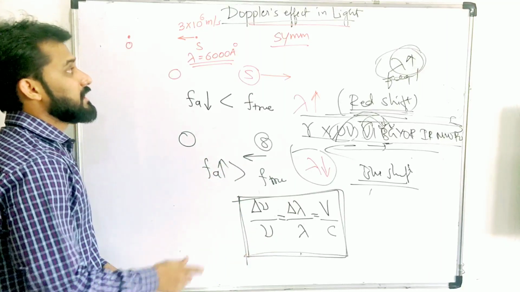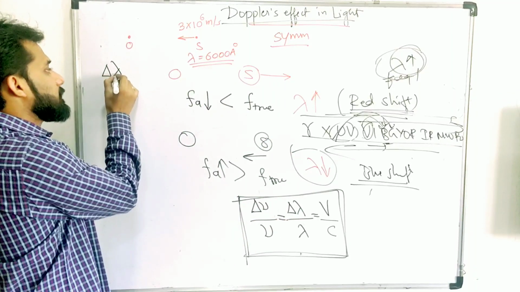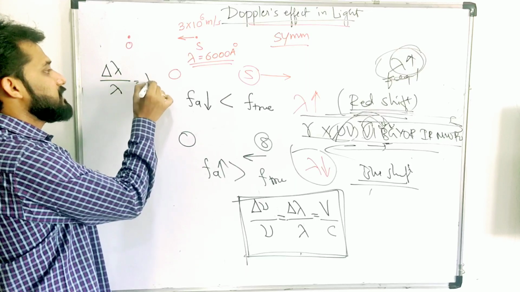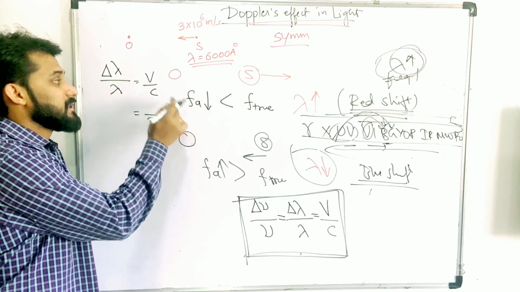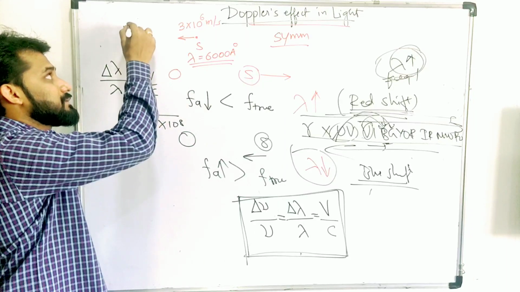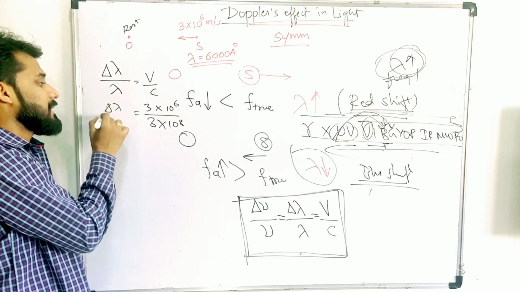Use this formula. Since wavelength दिली, I will go with this formula. Change in lambda upon original lambda is v by c. Speed of light तर सगळ्यांना माहिती आहे, 3 into 10 raised to 8. Speed of object काय? हा तर रेस्टला आहे, so relative speed काय? Difference 3 into 10 raised to 6 is delta lambda by lambda.